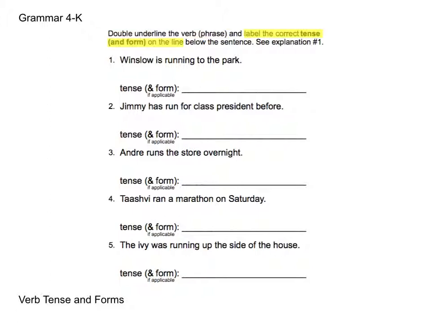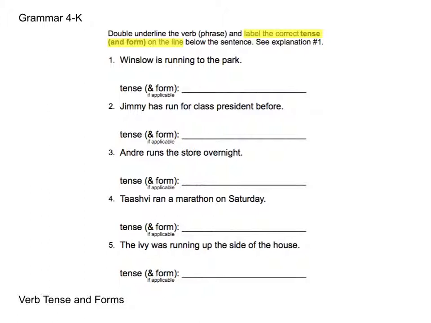Next, we'll ask you to label the correct tense and form on the line. Notice and form is in parentheses because, like I said, sometimes it's just going to be the simple tenses, past, present, future. So make sure that one, you're double underlining so you know what the verb is, and then two, just make sure you're understanding the difference between past and past perfect, etc.